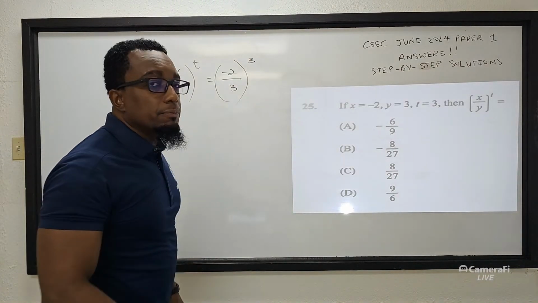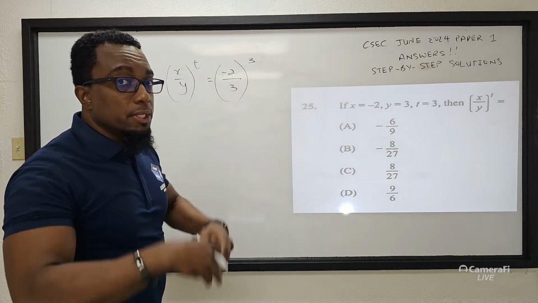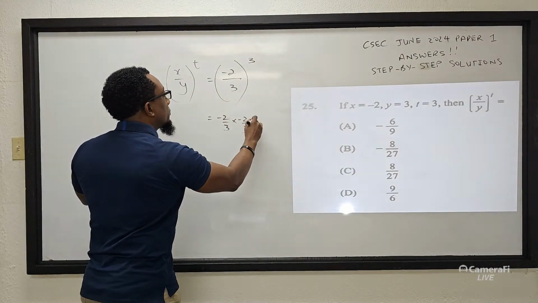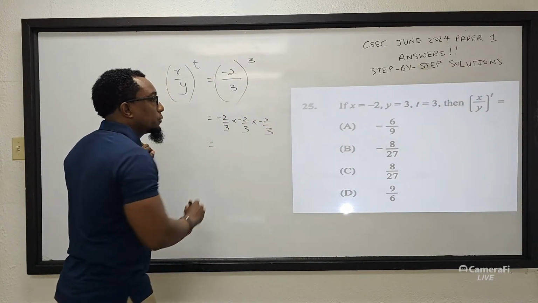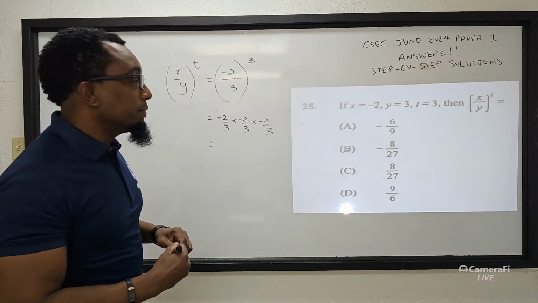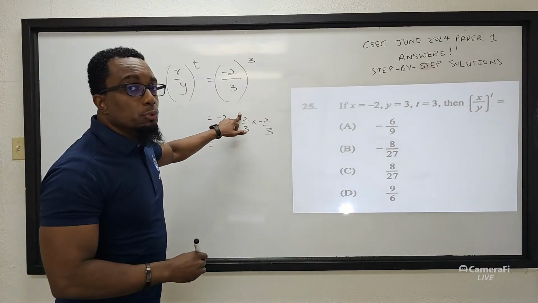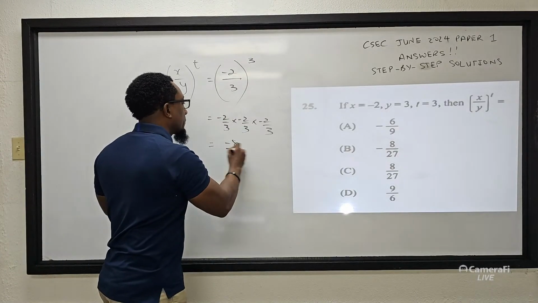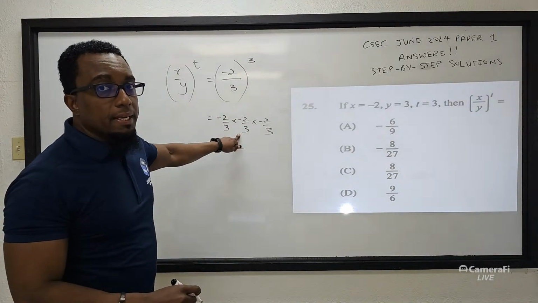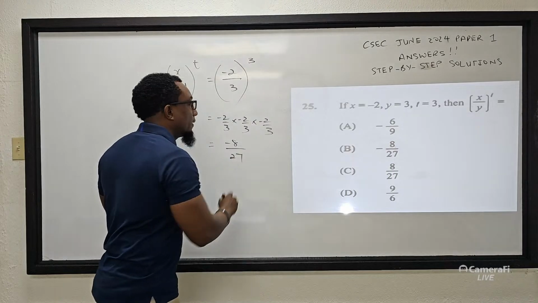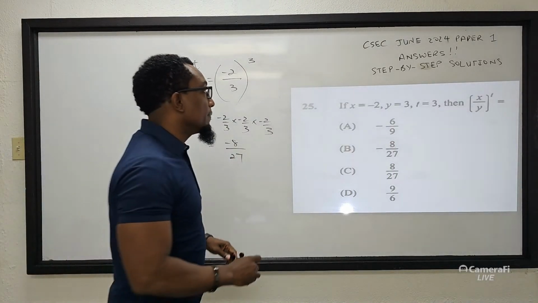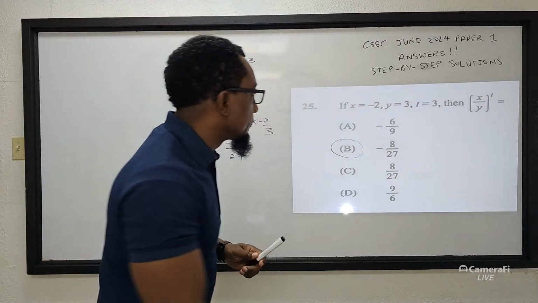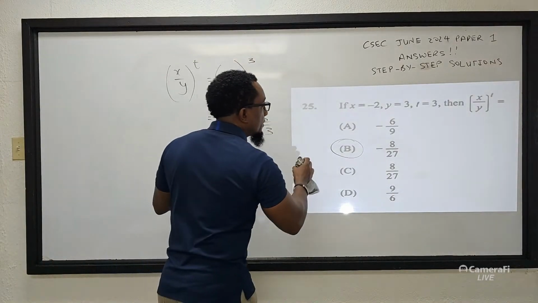So this is negative 2 over 3, or negative 2 thirds cubed, which is negative 2 thirds times negative 2 thirds times negative 2 thirds. And what will that give me? Negative 2 by negative 2 is positive 4. 4 by negative 2 gives negative 8. 3 by 3 is 9. 9 by 3 is 27. So negative 8 over 27, whose answer is B. So 25 is B. Let's look at 26.